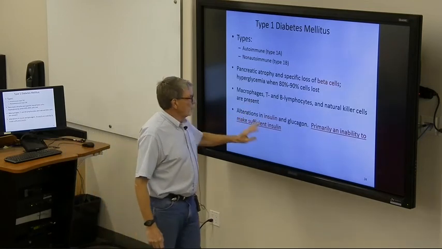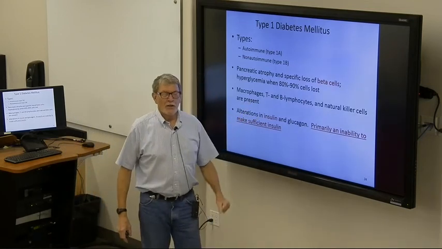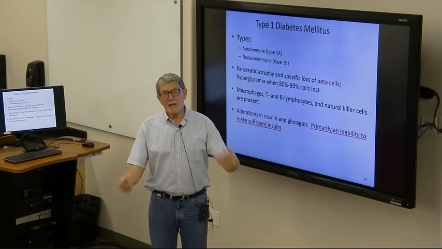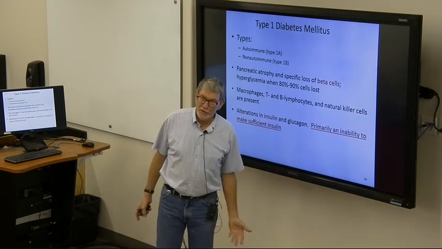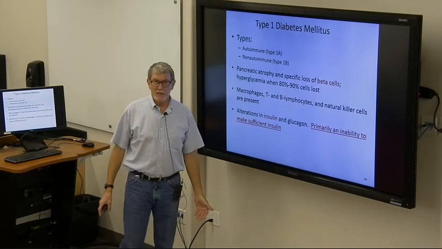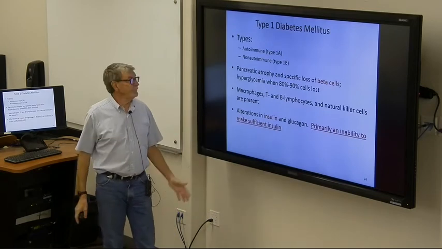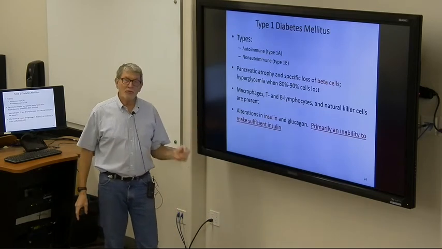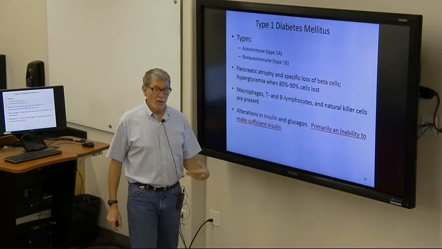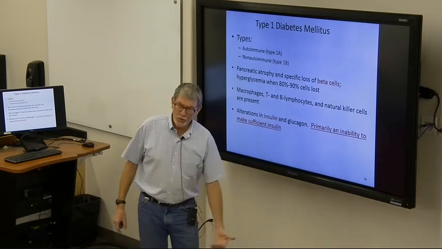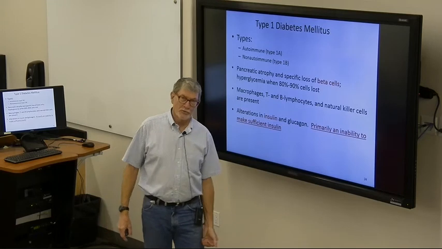Primarily, you can't make enough insulin. You're born with it. It's a genetic problem. You can't make enough insulin, and you tend to be skinny, you tend to be weak, you have a lot of vascular problems, but you control it with insulin injections.